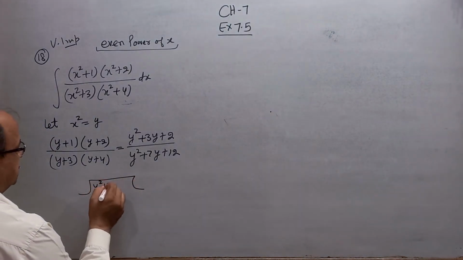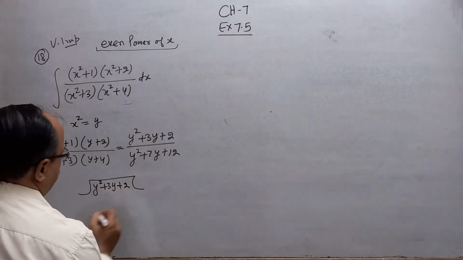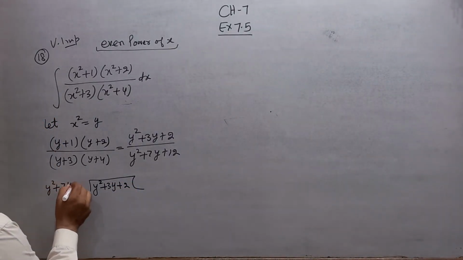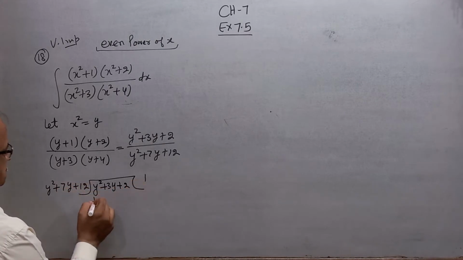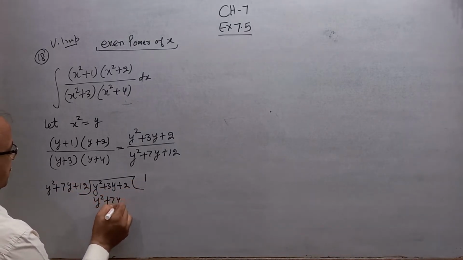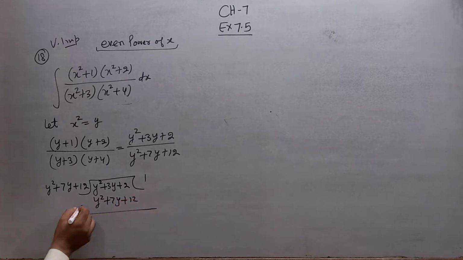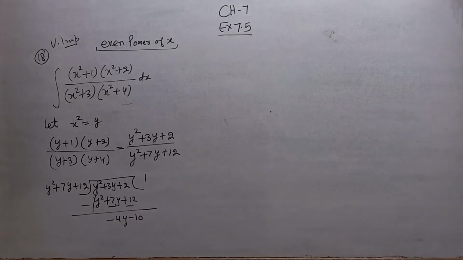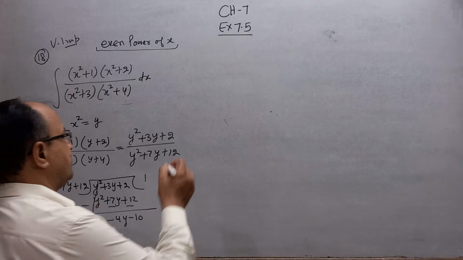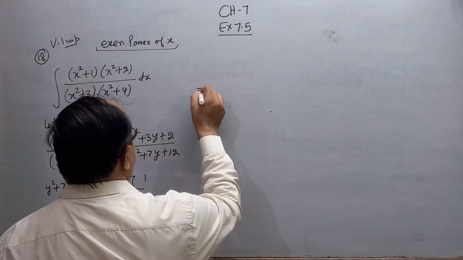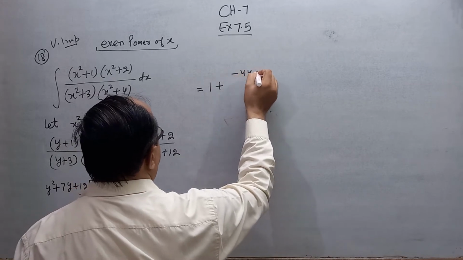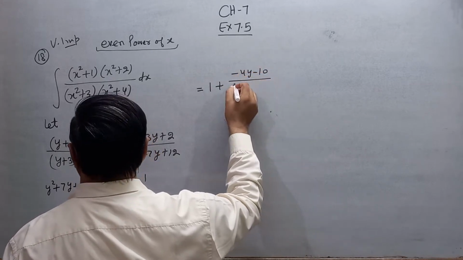Divide y square plus 3y plus 2 by y square plus 7y plus 12. The quotient is 1. Now change the sign: 3 minus 7 is minus 4y, and 2 minus 12 is minus 10. So you can write quotient plus remainder upon divisor, that is quotient 1 plus remainder upon divisor.